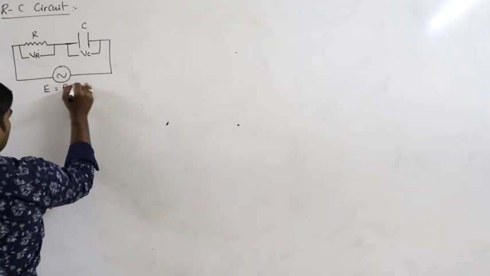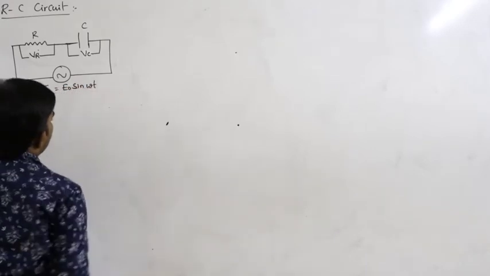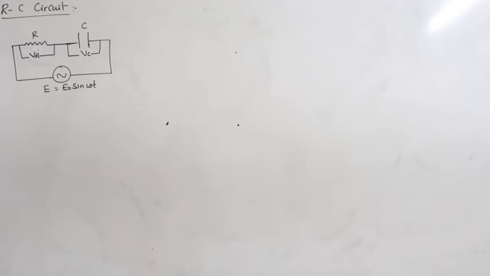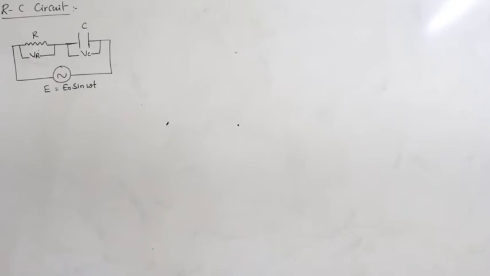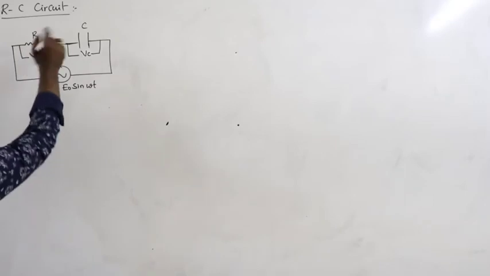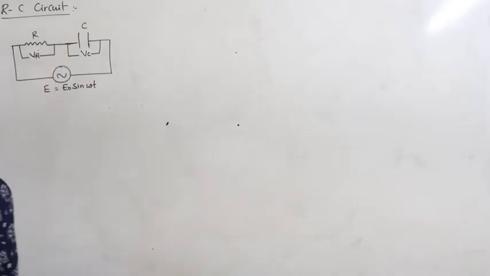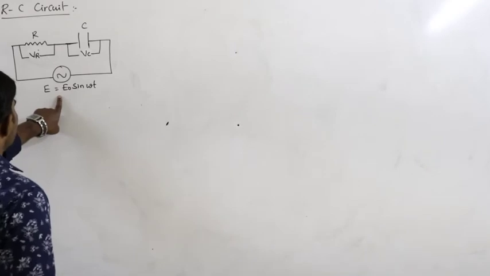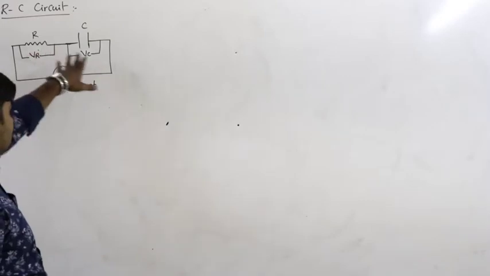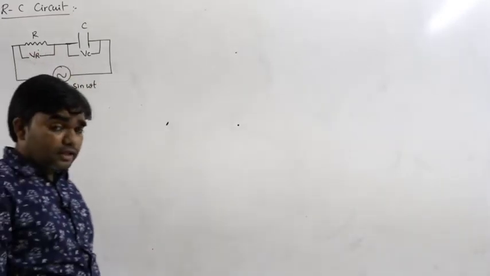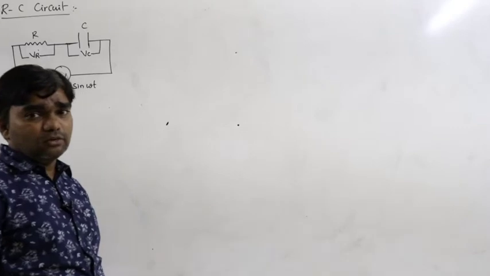E equals E naught sin omega t. So this is the RC circuit. So what happens in case of RC circuit? That means resistance and capacitance are connected in series combination, series RC circuit. An alternating EMF E naught sin omega t is supplied to the system.